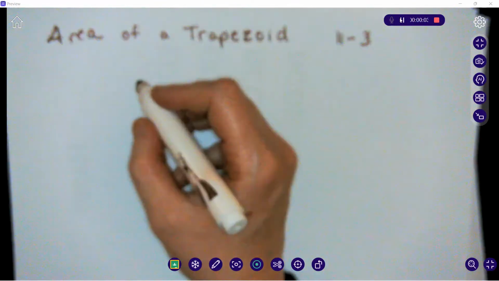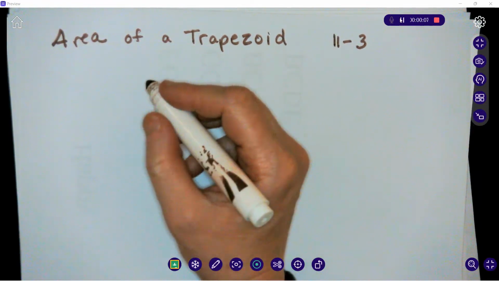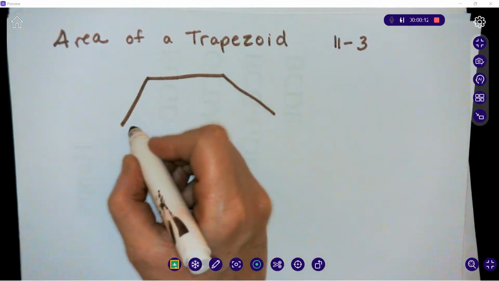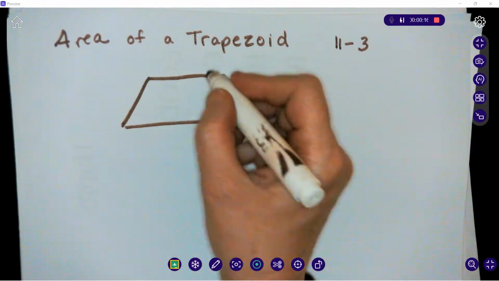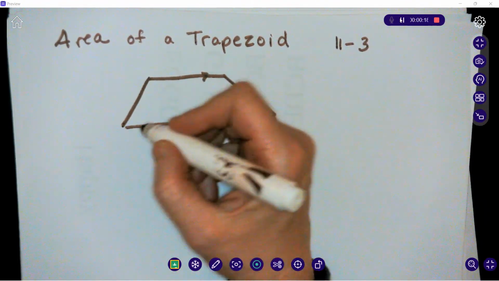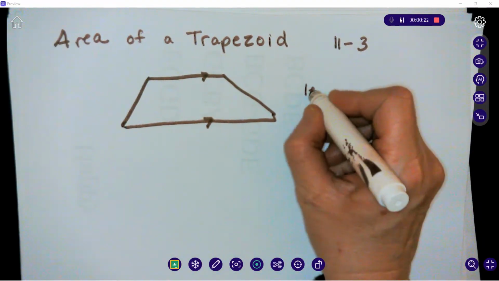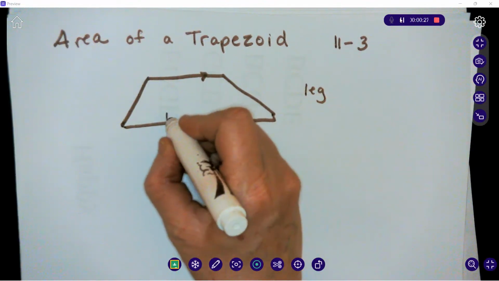Okay, Chapter 11, Lesson 3 just covers the area of a trapezoid. So I'm going to draw a trapezoid, and you have to recall that a trapezoid has two sides that are parallel, and we can indicate that with our arrows, and then two other sides, which are always called the legs. So this is the leg, and these parallel sides are the bases.